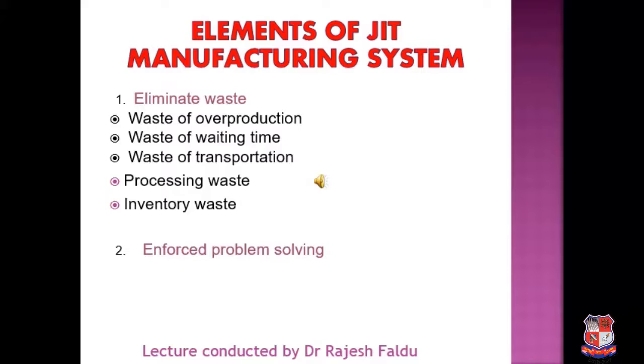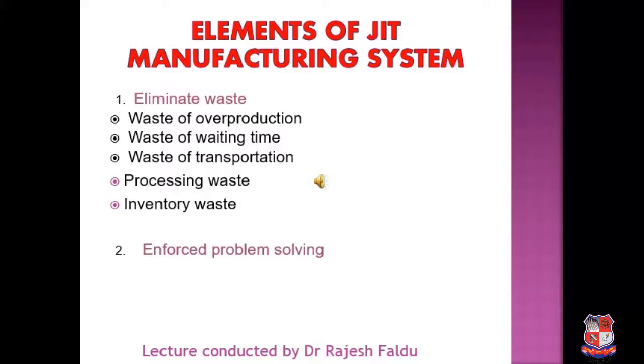The first element of the just-in-time manufacturing system is that if one wants to implement it, one should focus upon eliminating all kinds of waste which we have discussed previously, like waste of overproduction, waste of waiting time, waste of transportation, processing waste, inventory waste, and so on.